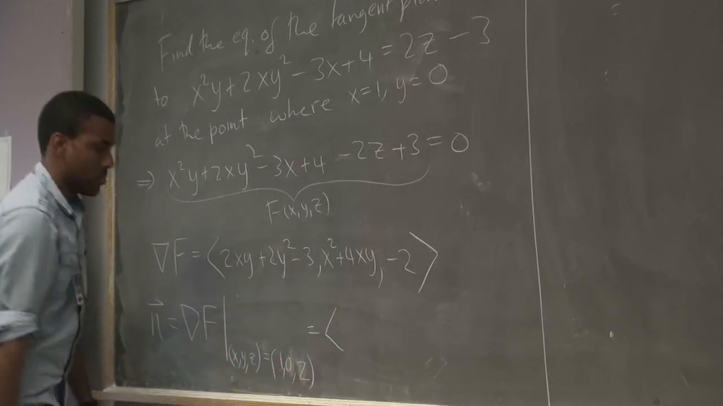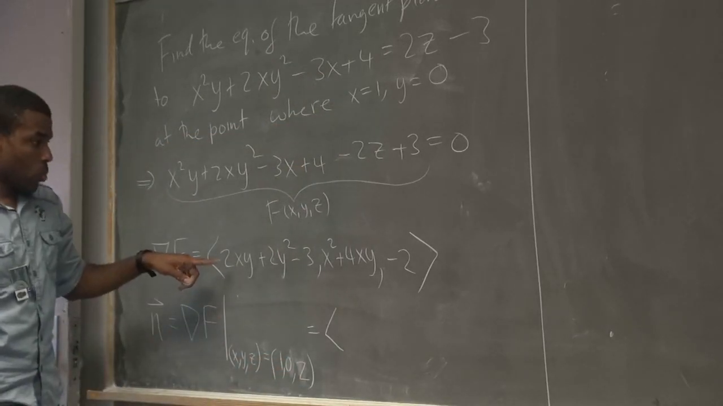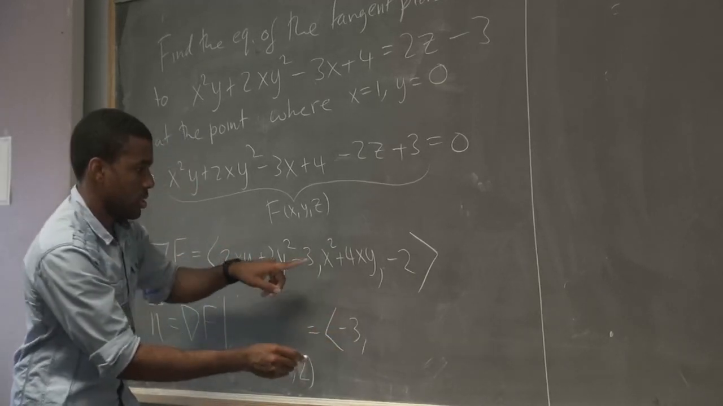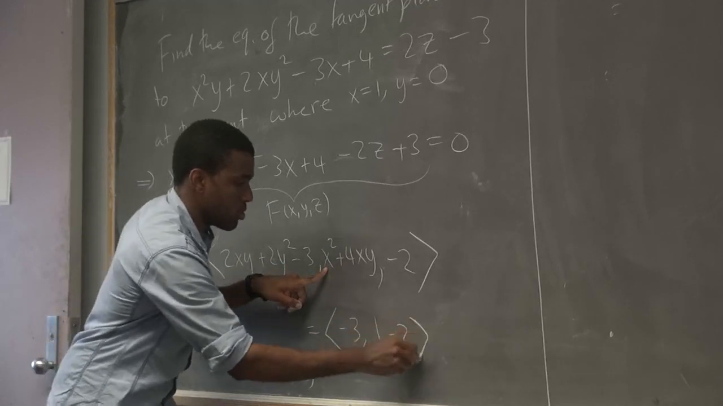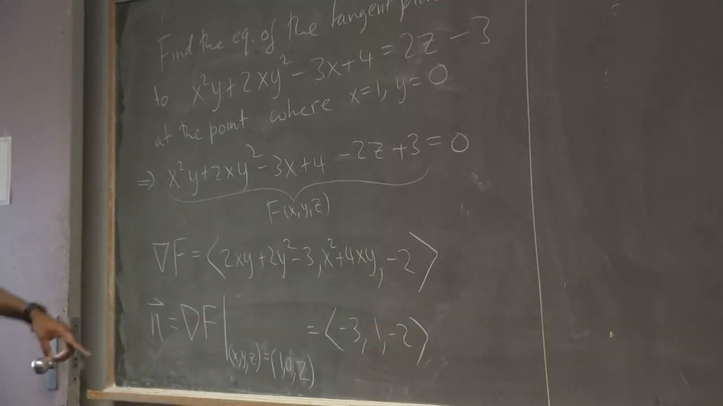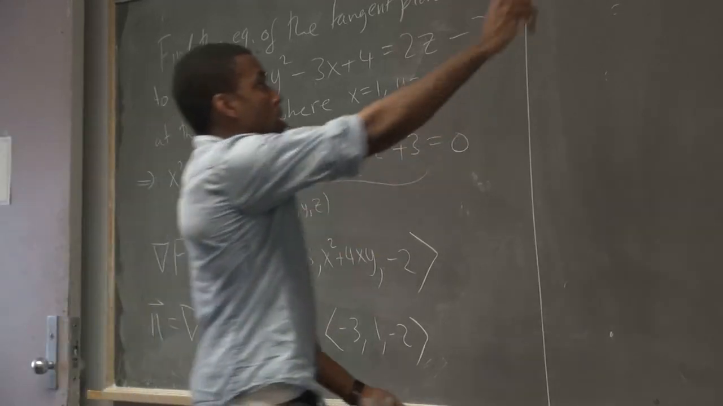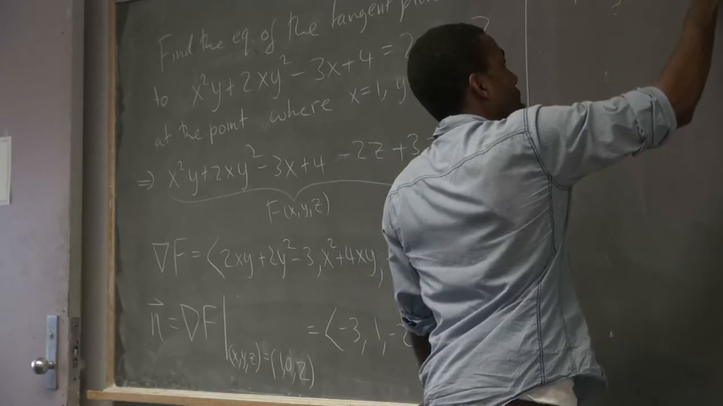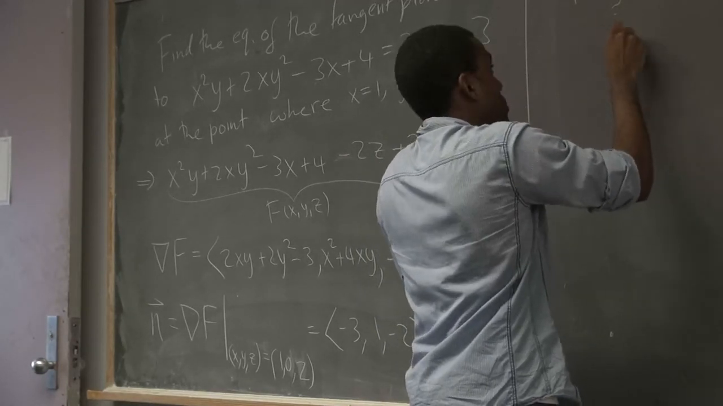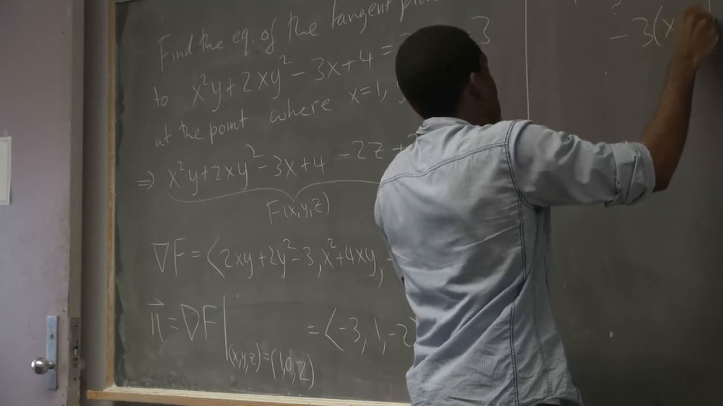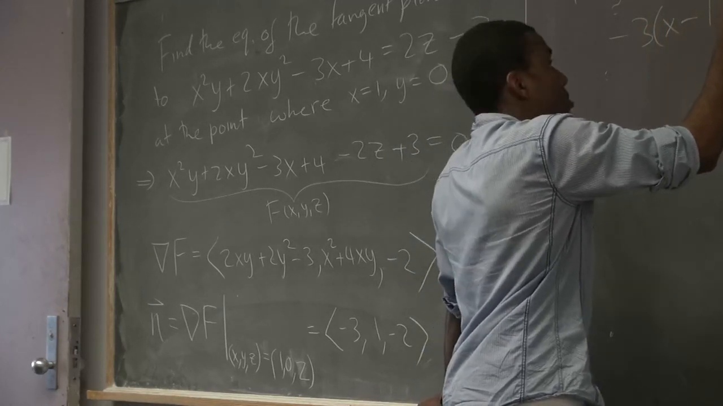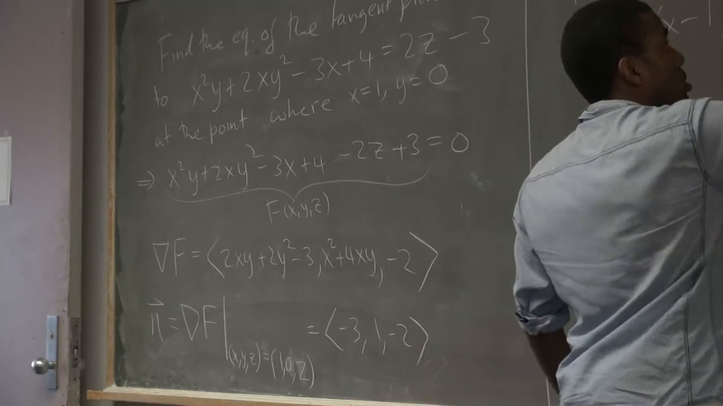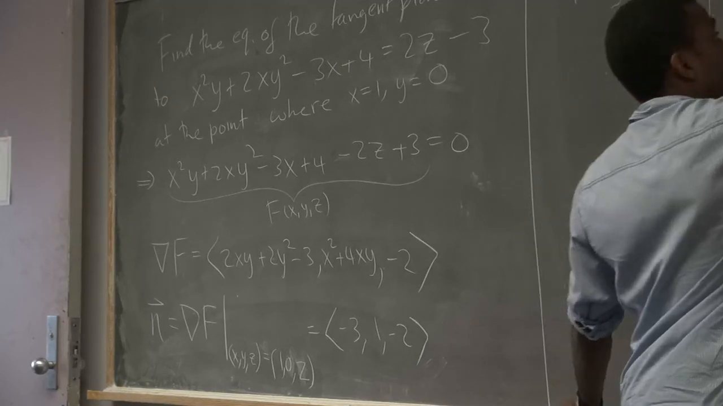That's 2. Anyway, so you evaluate this when y is 0. y being 0 kills these, so that's just minus 3. This is just 1. This would be minus 2, right? So that's actually your normal vector. You take the gradient and you evaluate it at the point. So now the tangent plane is what? Minus 3 times x minus 1, plus 1 times y minus 0, minus 2 times z minus 2.